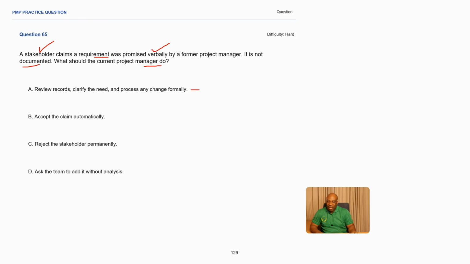B, accept the claim automatically. You don't just accept without understanding the historical part of it, without understanding what exactly the stakeholder is expecting, making this one an incorrect answer. Reject stakeholder permanently.